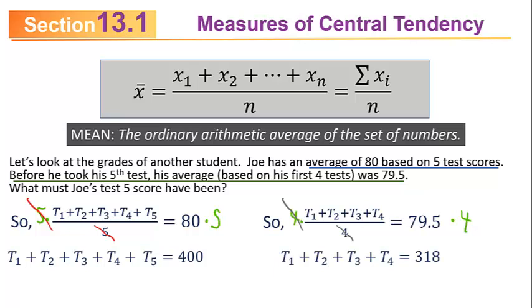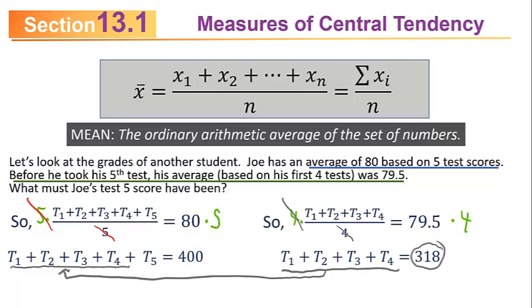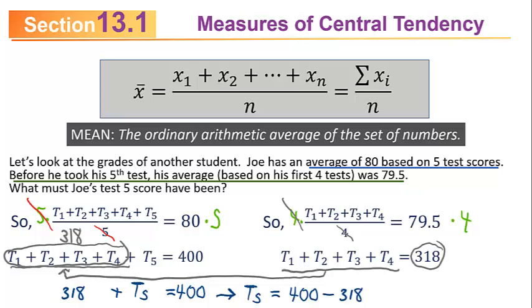Well, if you look from left to right or right to left, you can see that there's some commonality. On the right, you know that the sum of the first 4 test scores was 318. So you can take the sum of the first 4 test scores on the left and replace it with 318 because you know that from the right-hand side. So putting 318 in place of the sum of the first 4 scores, that tells me that 318 plus the test 5 score has to be equal to 400. And if you subtract 318 from both sides, you'll see that the 5th test score must have been 82.